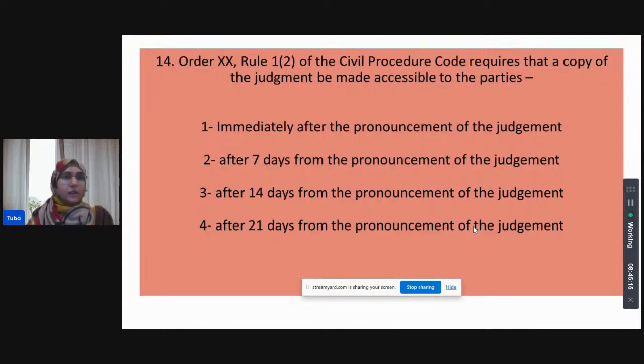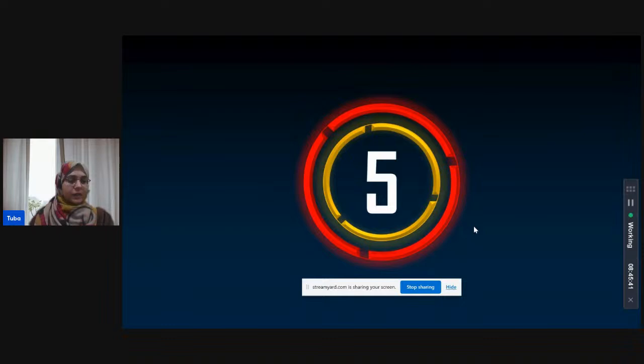Question number 14. Order 20, Rule 1-2 of the CPC requires that a copy of the judgment be made accessible to the parties, but when? When is it to be done? Does it require that it be done immediately after the pronouncement of the judgment, or after 7 days from the pronouncement of the judgment, or after 14 days from the pronouncement of the judgment, or after 21 days after the pronouncement of the judgment? I'm starting the timer.